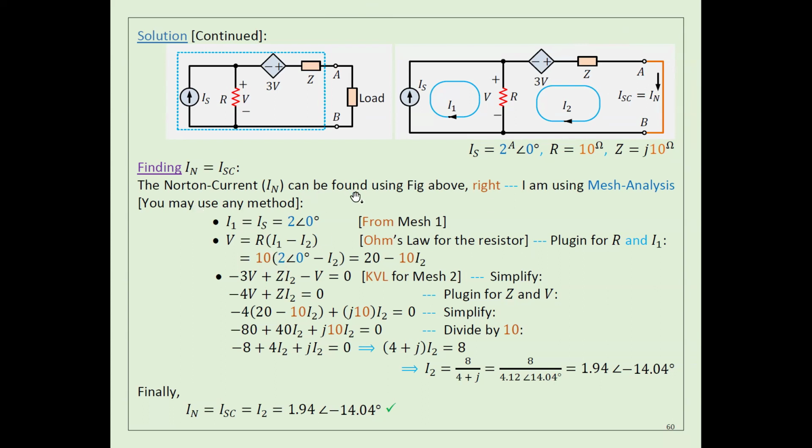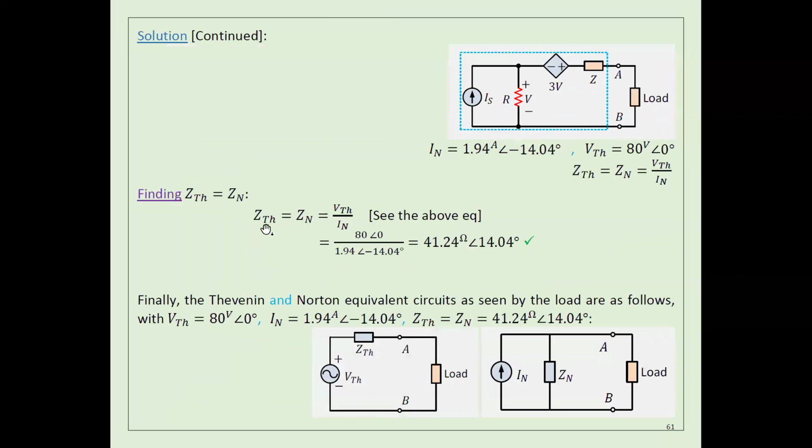Any questions? Once you have I Norton, you are done. Now I can calculate Z Thevenin or Z Norton, which is V Thevenin divided by I Norton. You can see all the numbers here are complex numbers. Now I know V Thevenin, I know I Norton, and Z Thevenin equals Z Norton. Now I can draw the two equivalent circuits separately this way. Any questions?